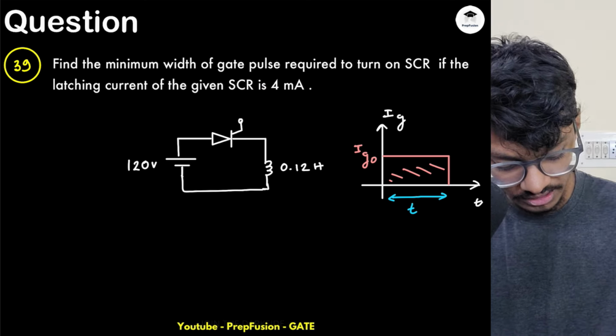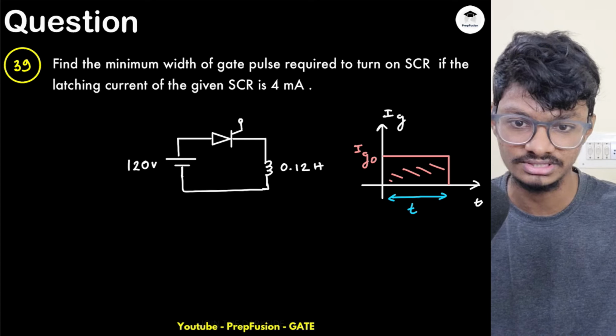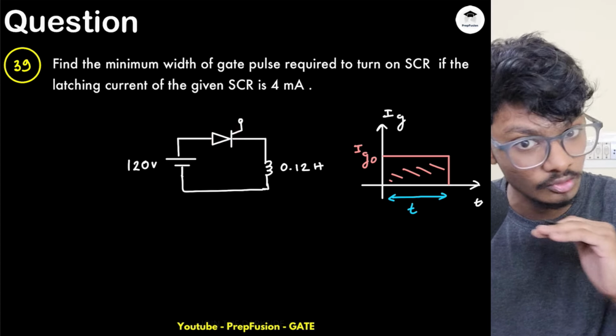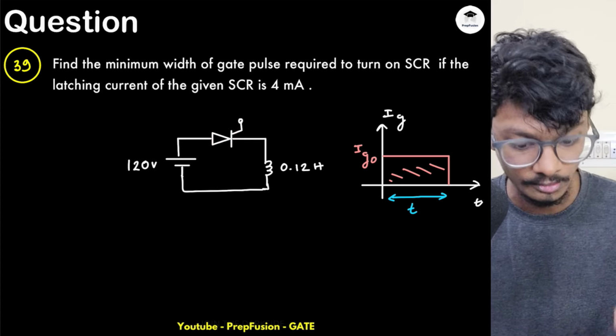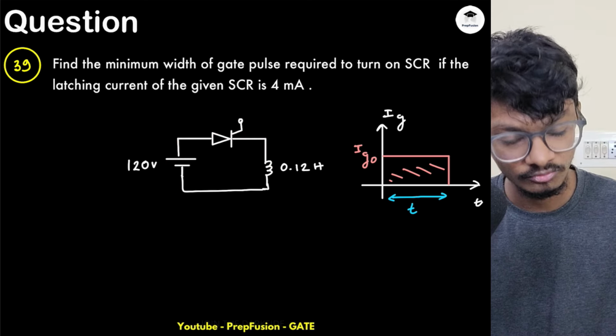As soon as I give this IGO current to the gate of this SCR, what will happen? The SCR will be on. The assumption is the SCR will be on and current will flow. Current will start to flow and start to increase. Why will it increase? I will explain.